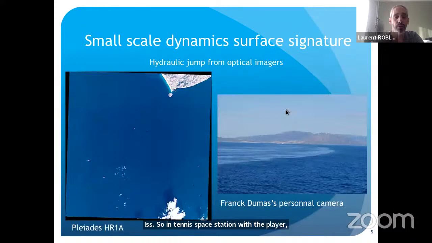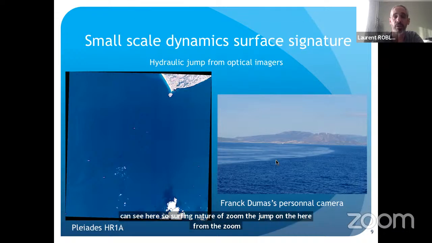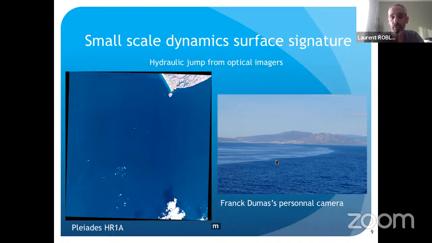And you can use also optical imagery to study the surface characteristic of the hydraulic jump. You can see here the surface signature of the jump, and here from the research vessel Atalante during the 2002 campaign, you can see boiling waters directly from the ship.